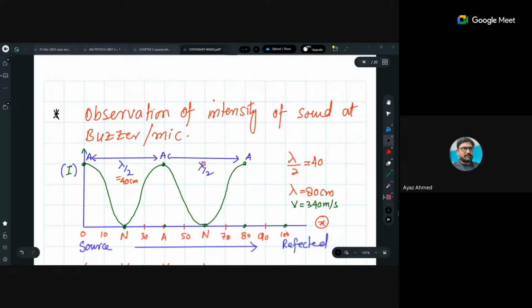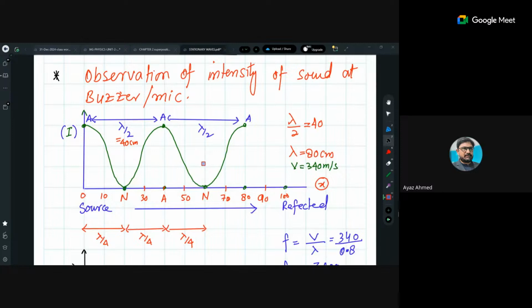Okay, so the observation of intensity of sound at the buzzer mic. This is a very, very important graph. How do you observe the intensity of the sound wave at the buzzer? Buzzer means the output. When you observe the intensity of the sound wave at the buzzer at the starting point, you will observe the highest point, let's say.